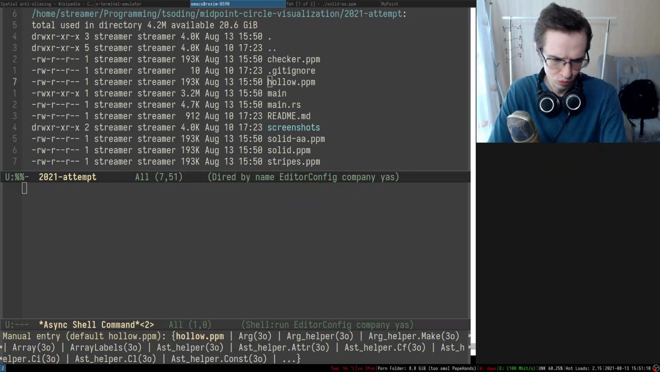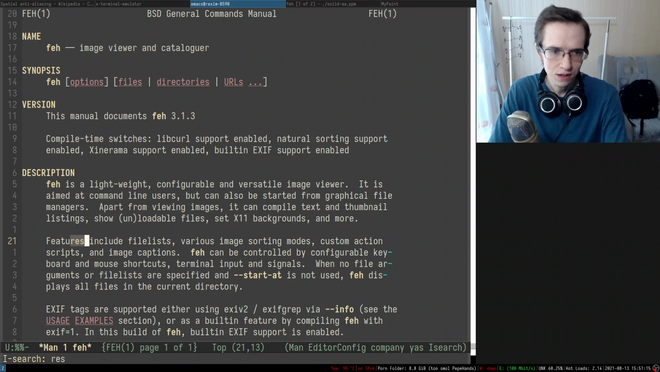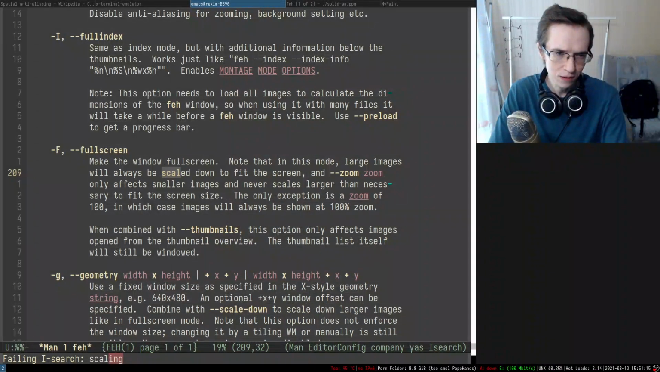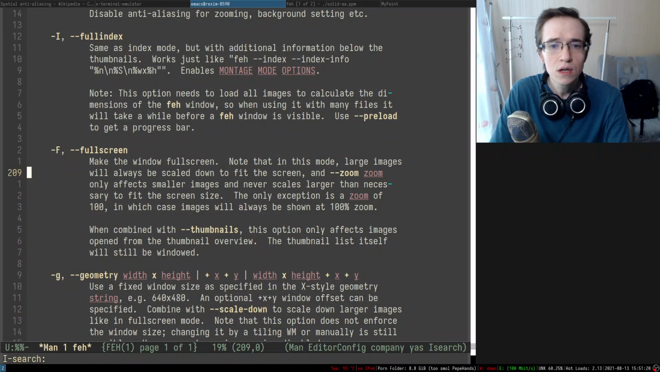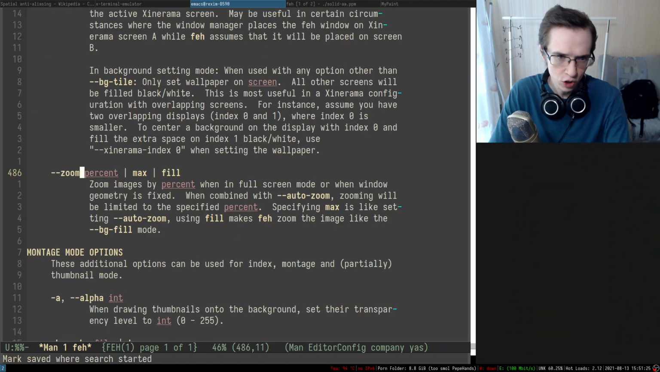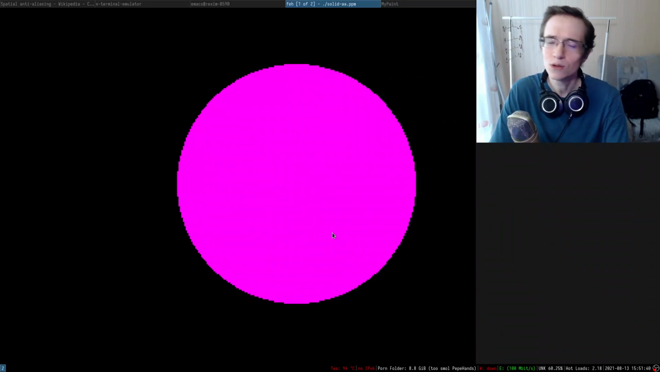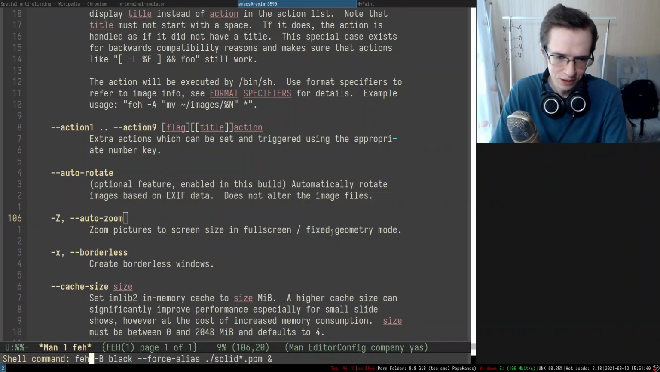So if I take a look at feh, I'm going to quickly take a look at the man page. Scaling, so full screen. Zoom only affects... there is a flag called zoom, right? Zoom images by percent when in full screen mode or when window geometry is fixed. When combined with auto zoom, zooming will be limited. So what is the auto zoom? Auto zoom in screen size full. I don't know. We can try, but I feel like it's going to be useless.